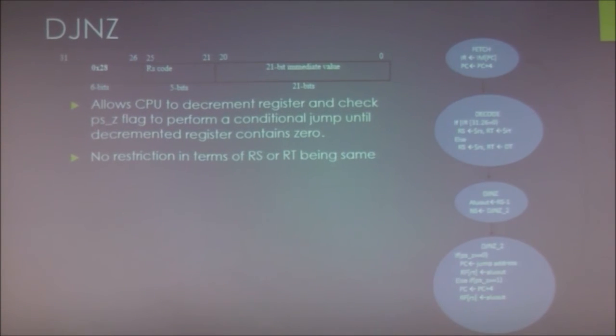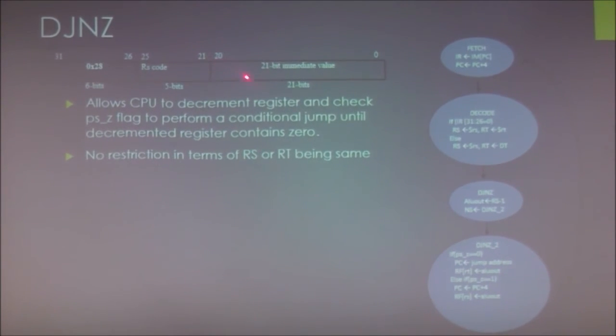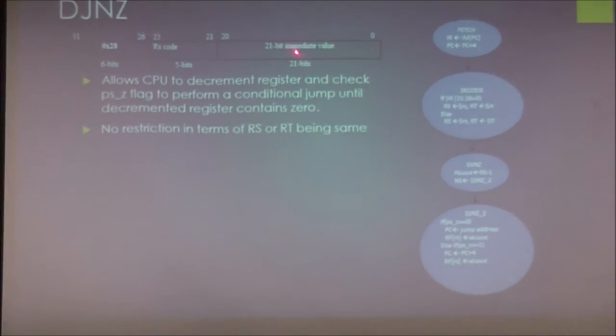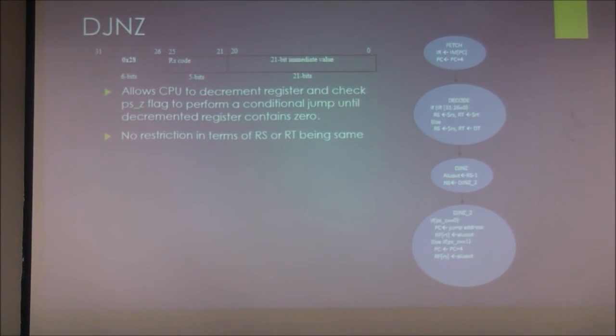But then we had time to actually improve the decrement branch not 0, in which we omit the RT field and increase the jump address bit size. In this enhancement, it behaves as the decrement branch not 0, but the source address is also the destination address. So this eliminates the restriction of the branch that we use RS and RT being the same.